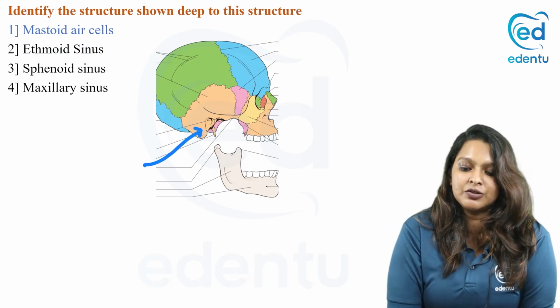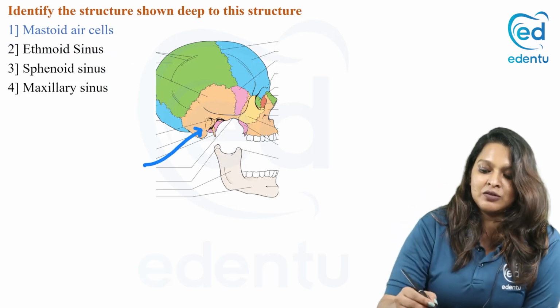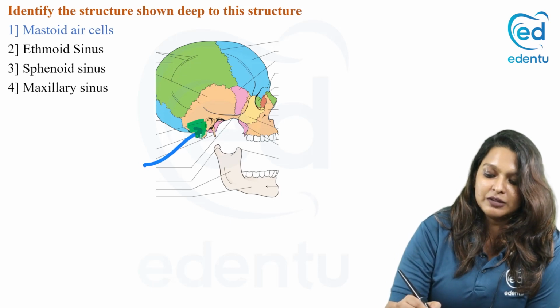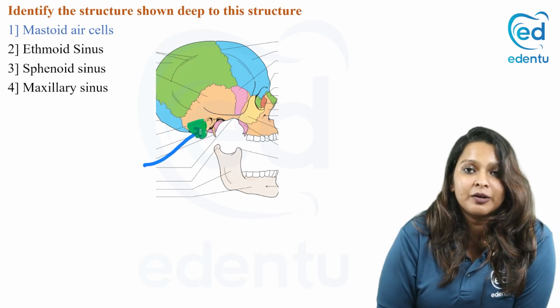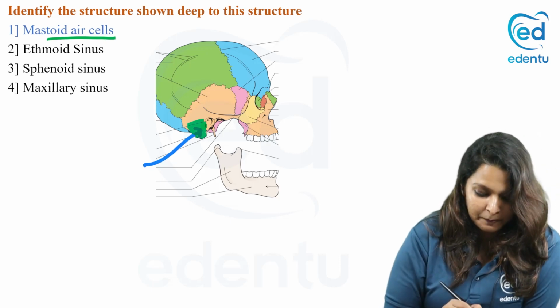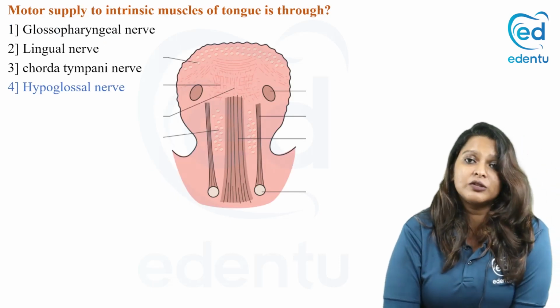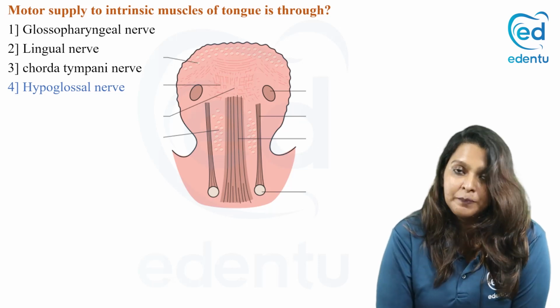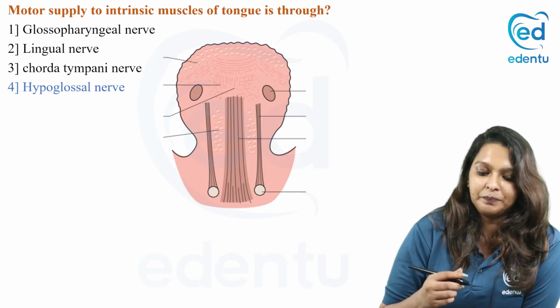Identify the structure shown deep to this structure. So, this is the mastoid process. What is the content of the mastoid process? Mastoid air cells are present within it. It is related to the posterior wall of the middle ear cavity.